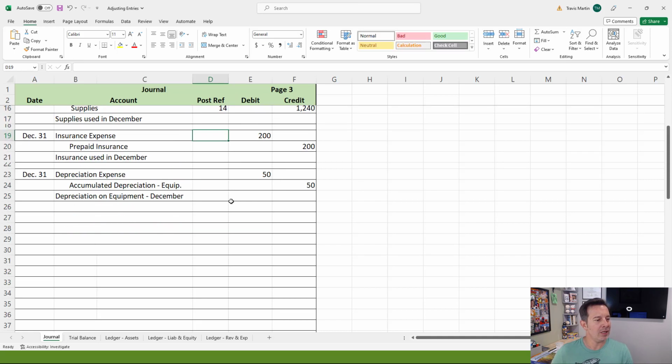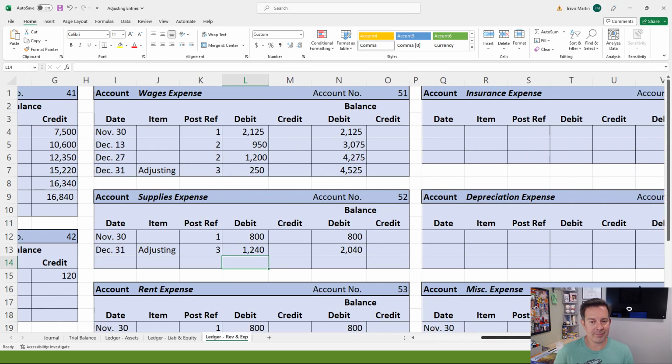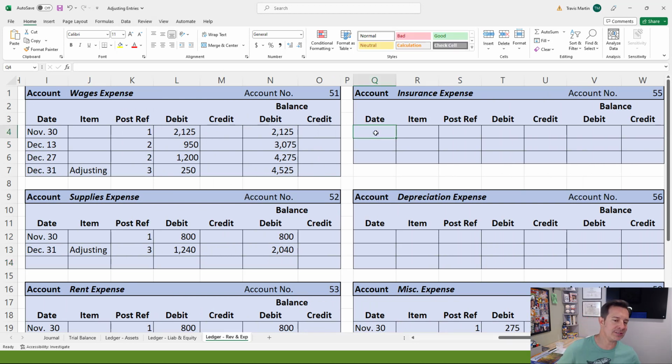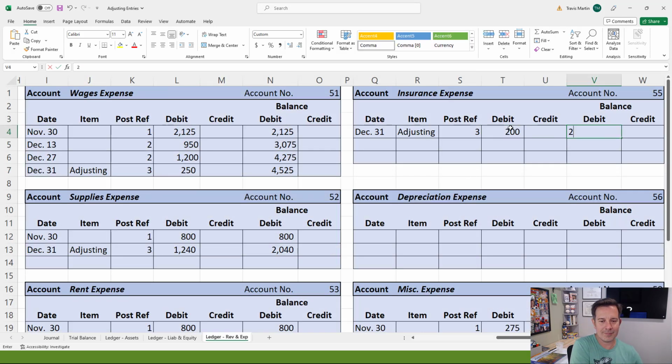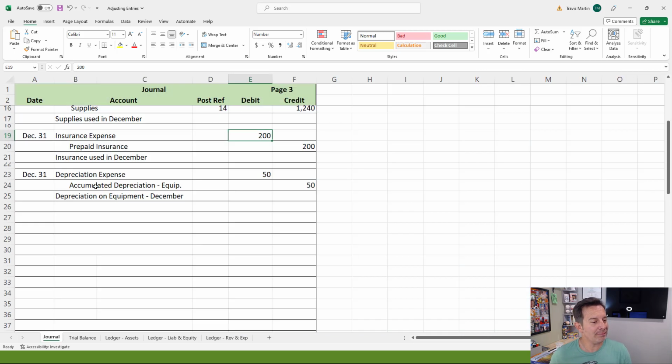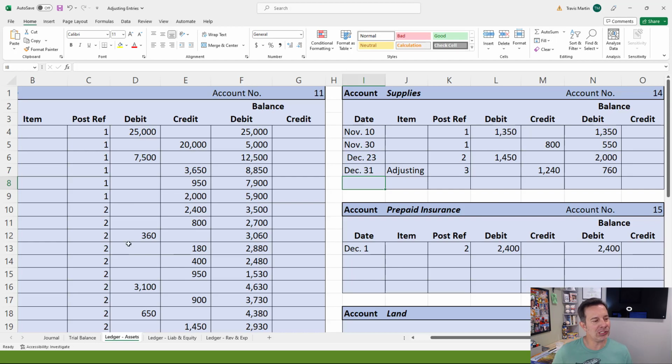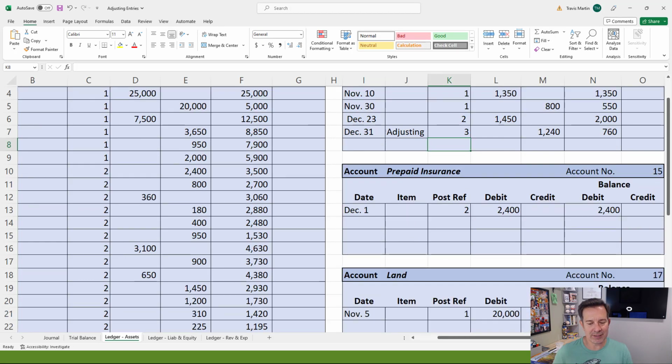Moving right along. December 31, we have a debit to insurance expense, $200. Find that account. Remember, we used up a month of that insurance. I've forgotten the number. $200. There we go. 55, our account number on that one. Take away $200 of prepaid insurance. Prepaid insurance is an asset.